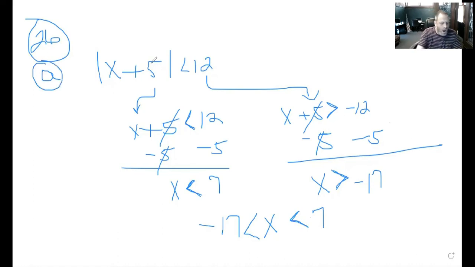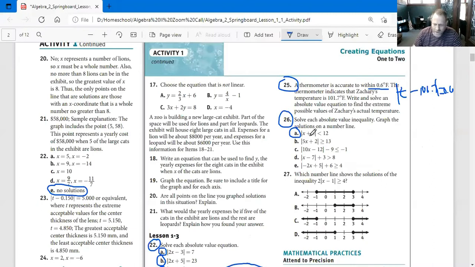All right. So B, guys, write this down. Pause the video, write it down. All right. So B, we're looking at absolute value 5x plus 2 is greater than or equal to 13. All right, let's go to the whiteboard. Absolute value of 5x plus 2 is greater than or equal to 13.